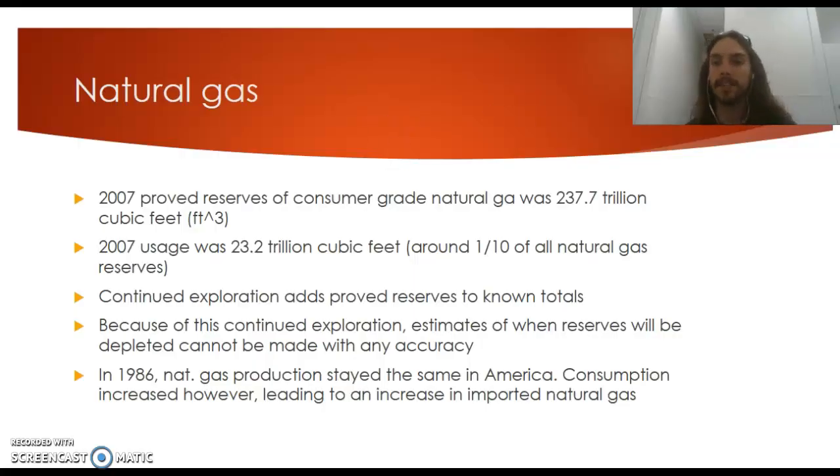So natural gas. This is a kind of a rising commodity. We figured out that natural gas is pretty abundant in America, and we keep finding more reserves of it, and it's a pretty good power source. It's a lot cleaner than coal as well. So in 2007, the EPA showed that proved reserves of consumer grade natural gas was around 237.7 trillion cubic feet.